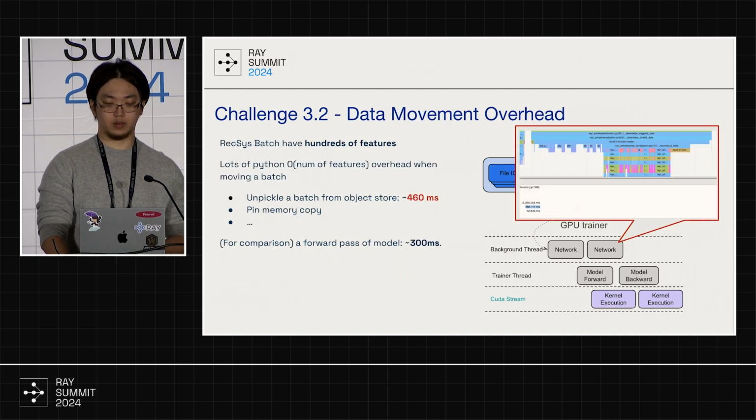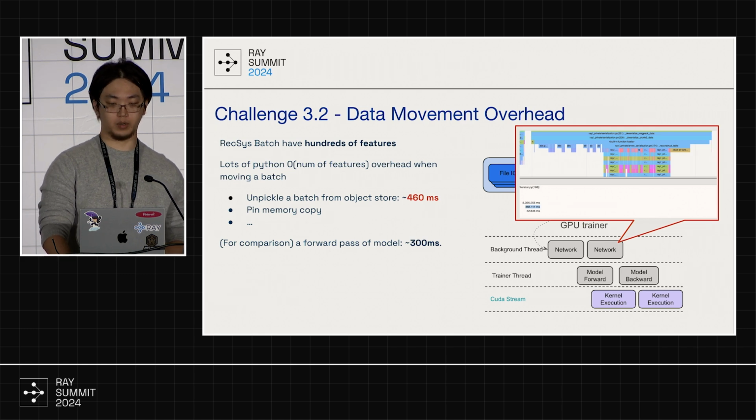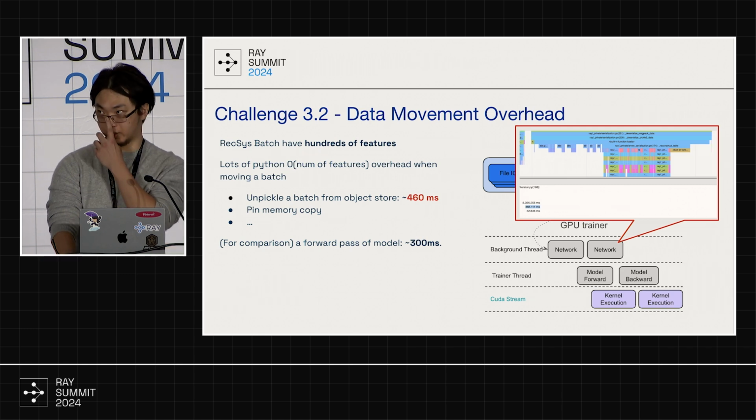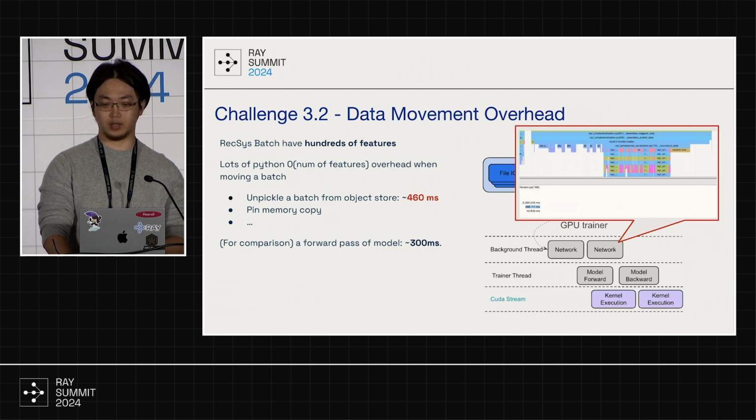While dealing with this bottleneck, we also discovered another kind of overhead during the entire data movement funnel, meaning when we're moving data from remote CPU memory all the way to GPU memory. This overhead typically scales as the number of feature columns grows. For example, in this diagram, we show a screenshot of the trace to take data out from the object store. In this example, we found that for each of the feature columns in the batch, we have to pay a small amount of unpickling overhead to take them out.